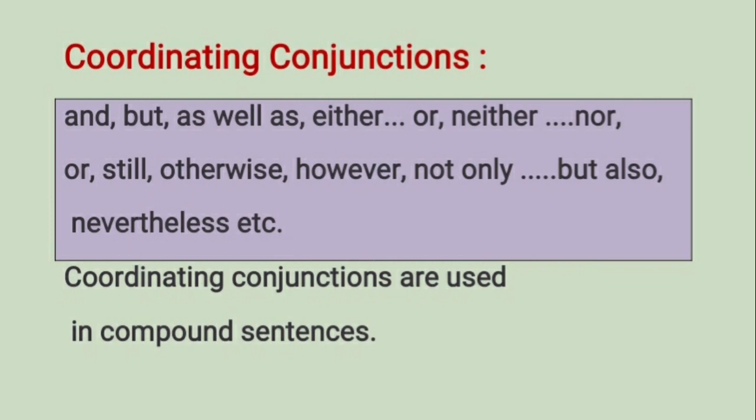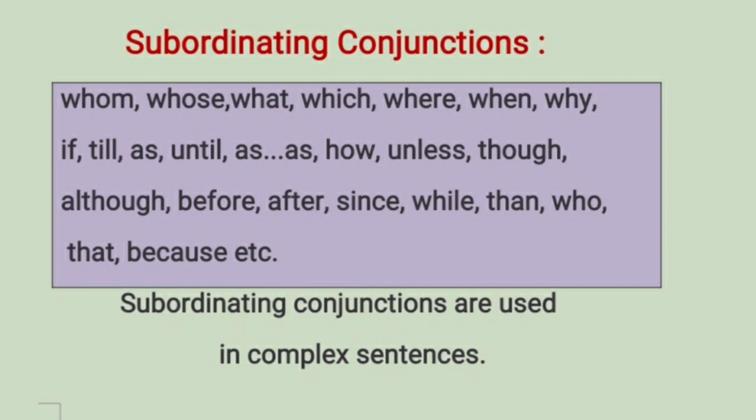Now see the list of coordinating conjunctions: and, but, as well as, either or, neither nor, or, still, otherwise, however, not only but also, nevertheless, etc. These are coordinating conjunctions. These conjunctions are used in compound sentences.